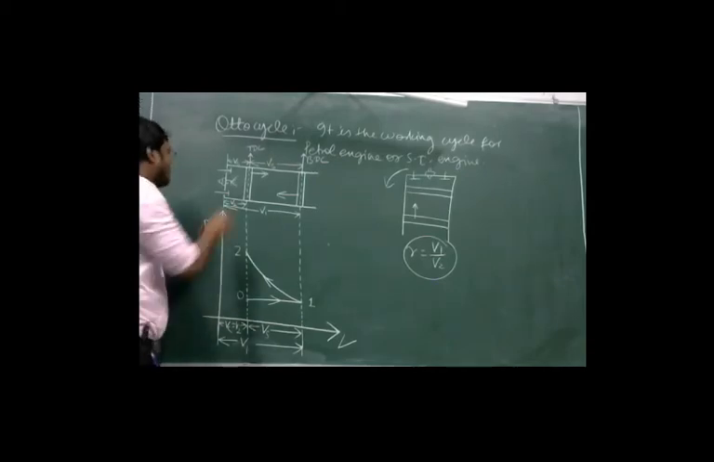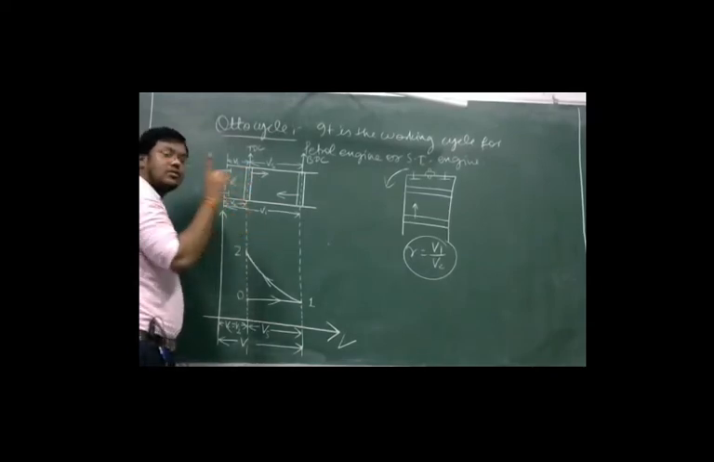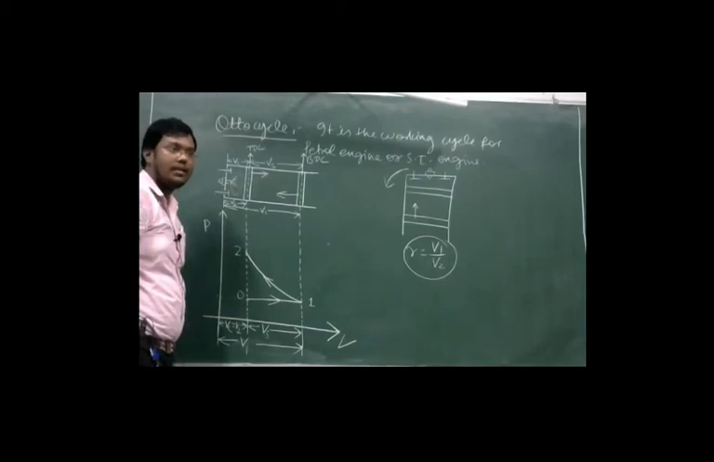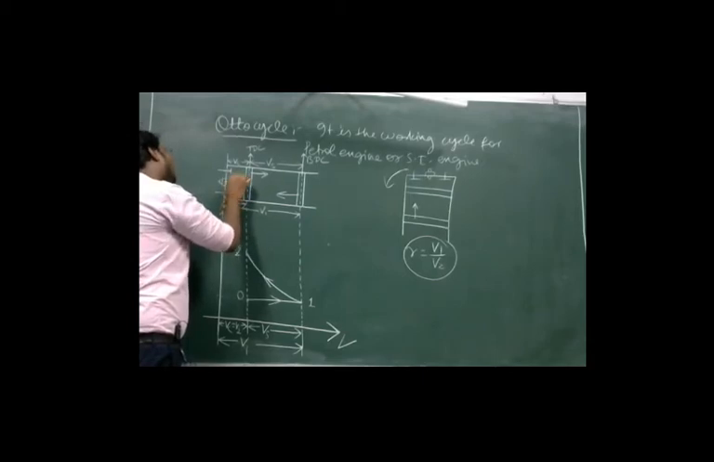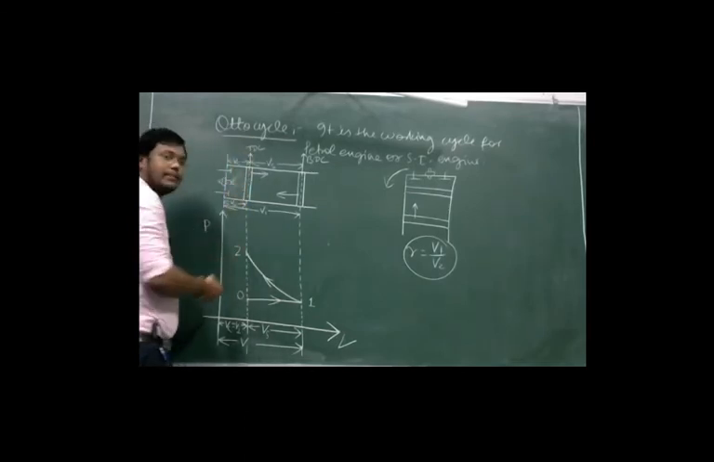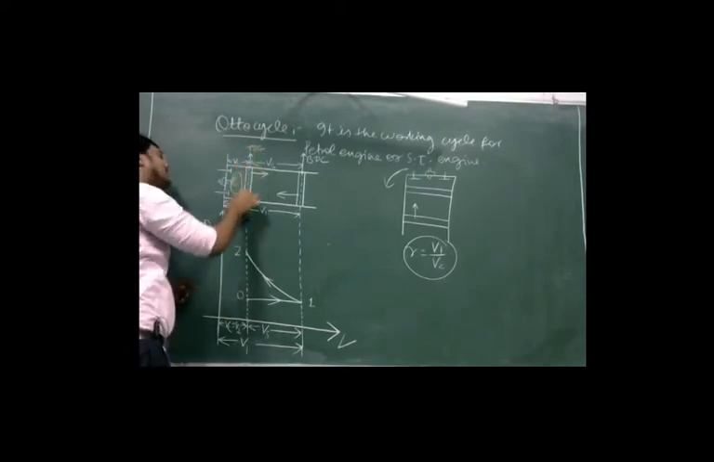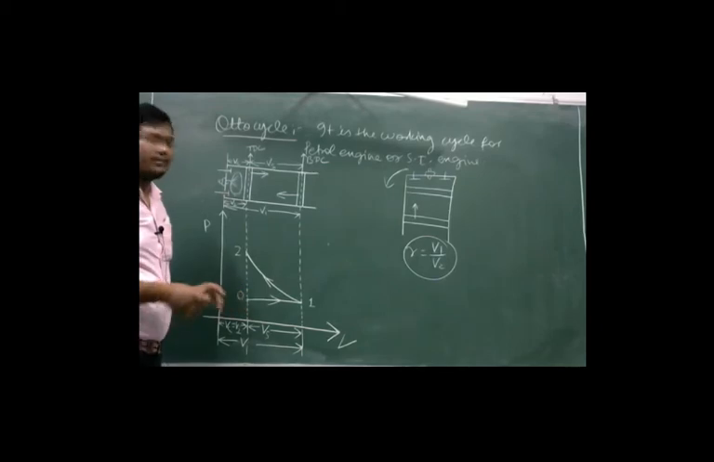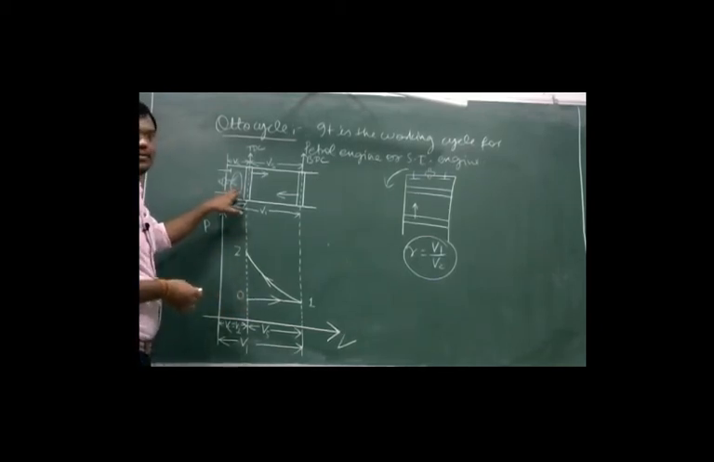Okay, so this process of combustion of fuel takes place at constant volume. Why at constant volume? Because the piston is at TDC, and when sparking takes place, the piston does not move from its position. The piston remains at TDC while combustion of fuel takes place. The piston does not move.